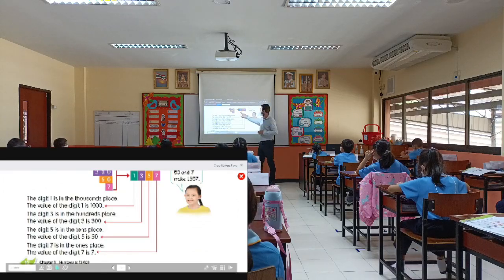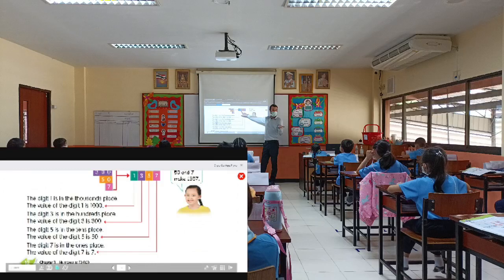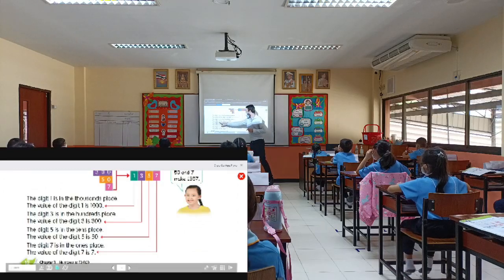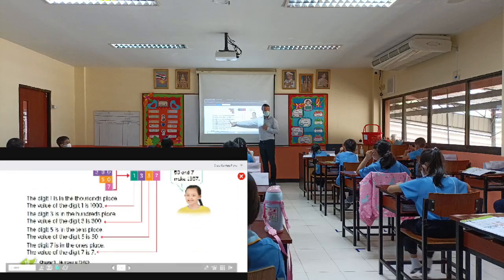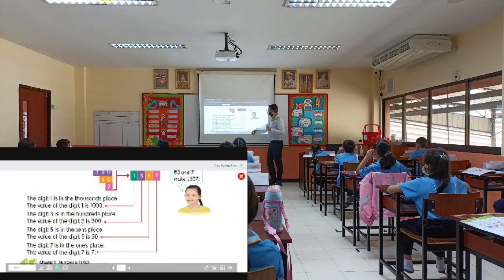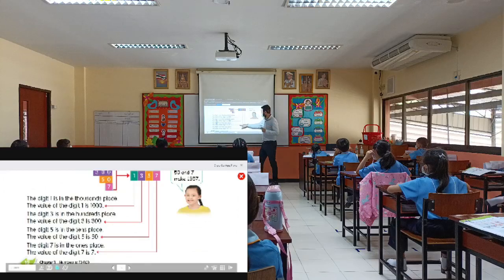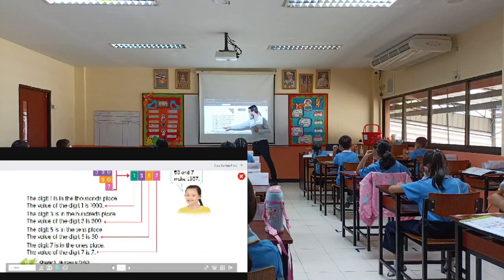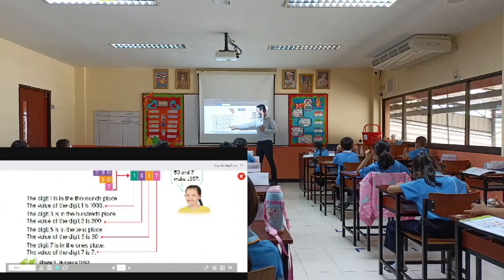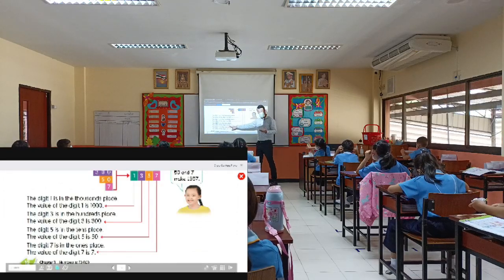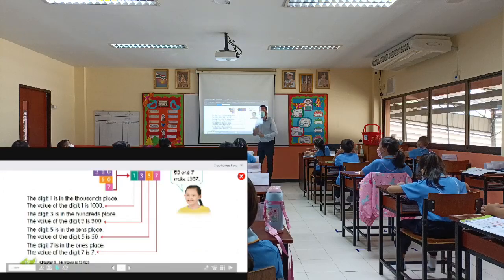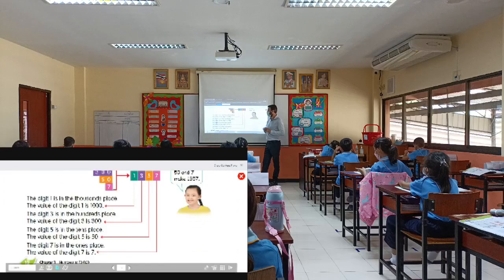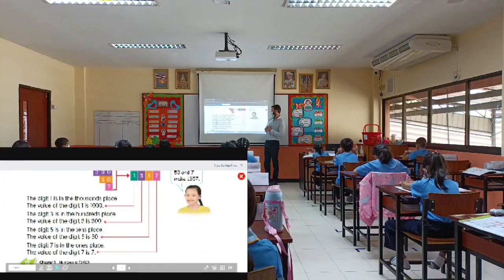The digit 3 is in the, where is it? 100. Its value is? 300. Easy peasy. The digit 5 is in the tens place. The value of digit 5 is? 50. The digit 7 is in the ones place, its value is?